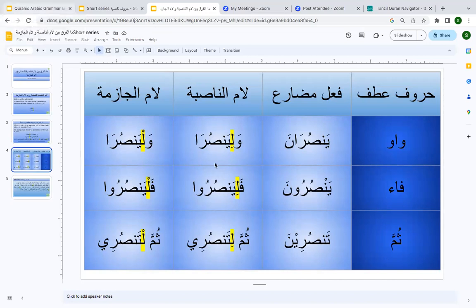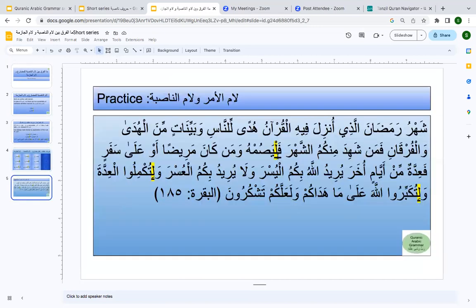This is the difference between lamul talil and lamul jazima, which is also lamul jazima, but it's another name for lamul jazima. Another name for lamul jazima is lamul amr, right? Lamul amr. So any name should be there, but you should be able to identify. Okay, so what is this lam? Fal yasumhu.